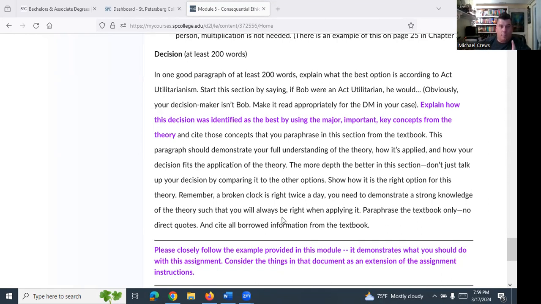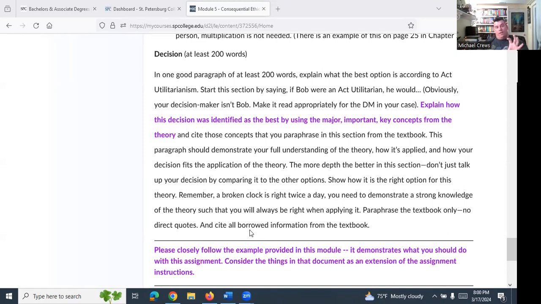Now remember, a broken clock is right twice a day. You need to demonstrate a strong knowledge of the theory such that you'll always be right when applying it. So I don't want to see that you lucked into the answer. I want to know that you worked the process the proper way and got the correct answer because of the process and not just because you pulled one out of the hat. How I know that is by you showing me that you understand the key concepts to the theory, how it's applied, and how that affirms your answer. Not that, oh, this answer is better than these other ones. I don't care about the comparison.